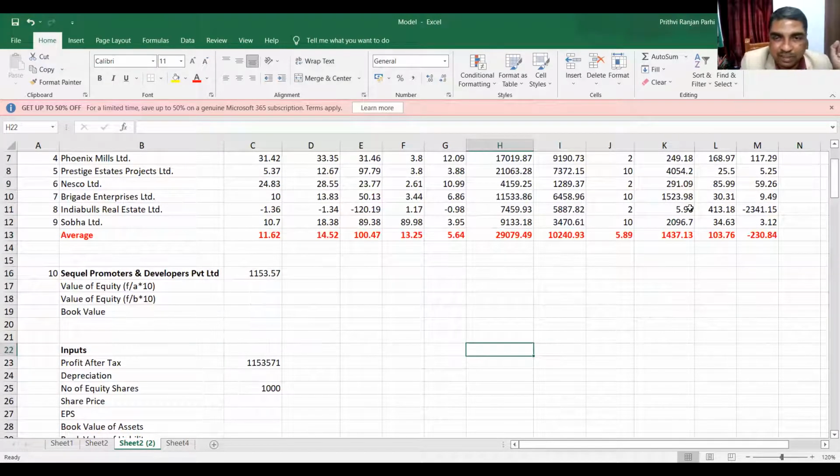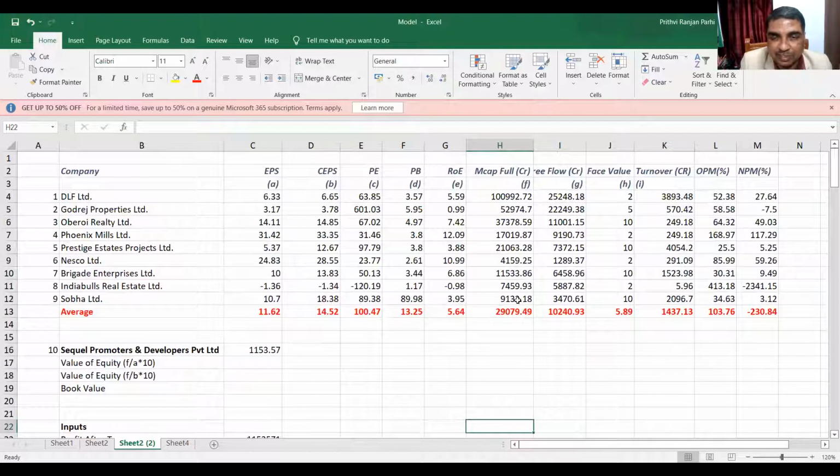Now you see, we'll consider this full market capitalization. This is the value. Actually, this represents the value of the equity. The real value of the business will be value of the equity plus value of the debt. Assuming that the company has no debt for the time being, the equity value is this full market capitalization. That means for this much of EPS, full market capitalization is this. And my EPS is 1153.57. What will be the value I have to calculate?